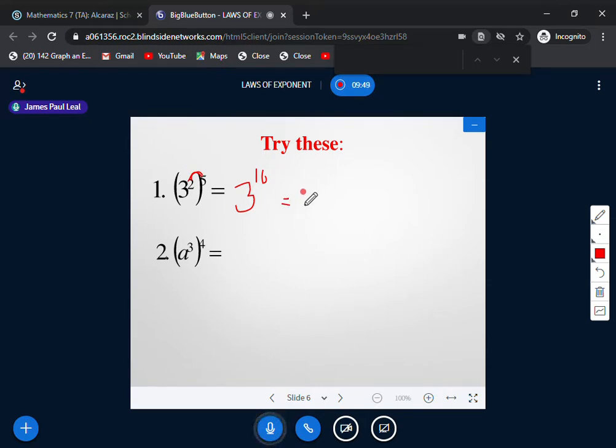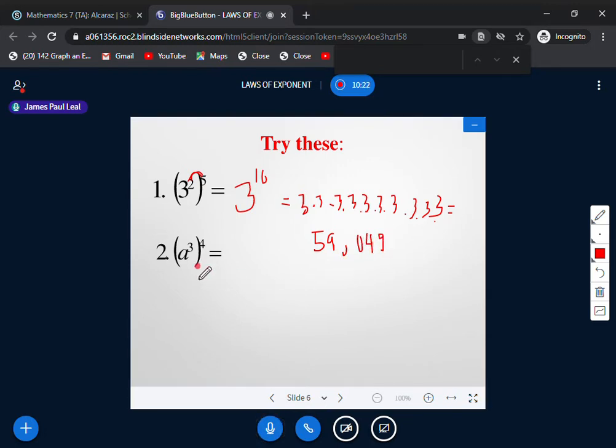Okay, we all know that 3 raised to 10 is something like 3 times 3 times 3 times 3 up to 10, isn't it? So 5, 6, 7, 8, 9, and 10. Okay, so 1, 2, 3, 4, 5, 6, 7, 8, 9, 10. So if you're going to simplify that one, 3 raised to 10 will be equal to 59,049. Okay, so that will be the result.